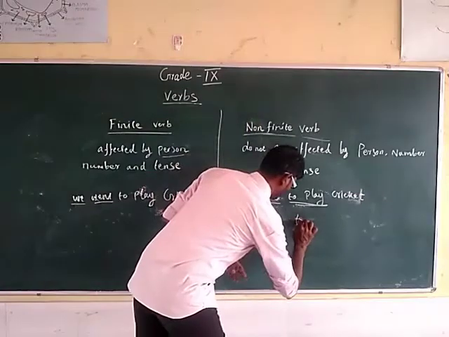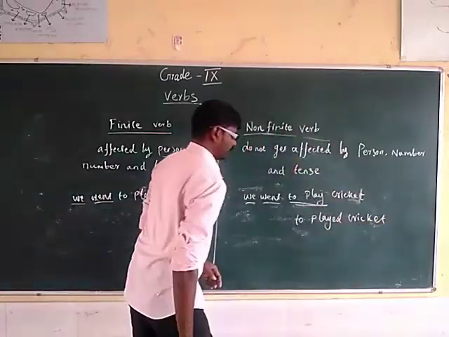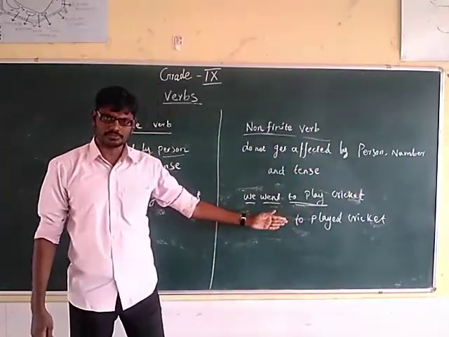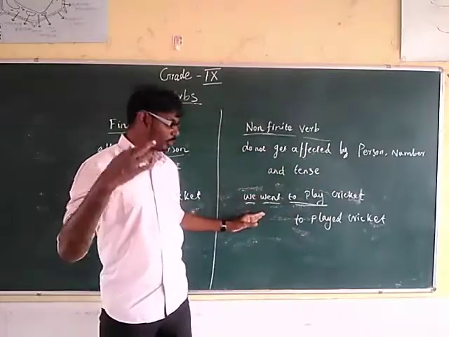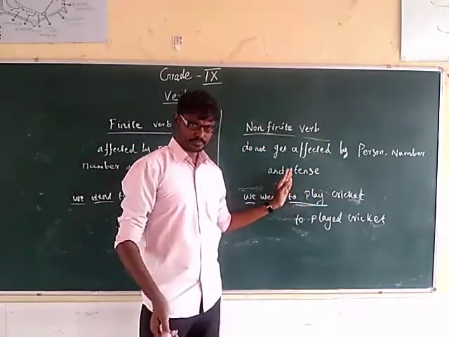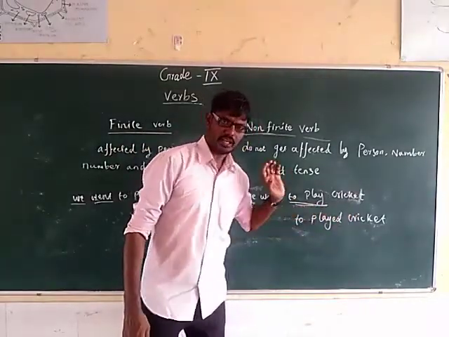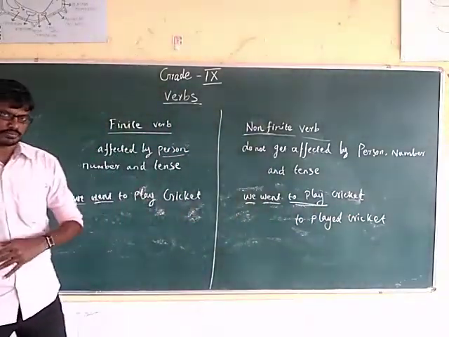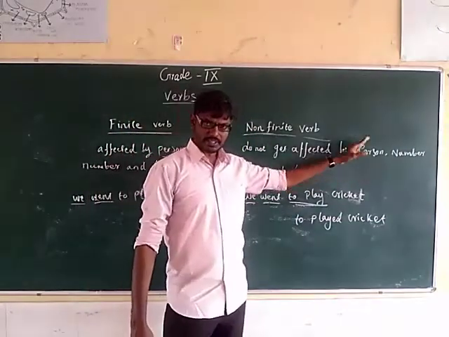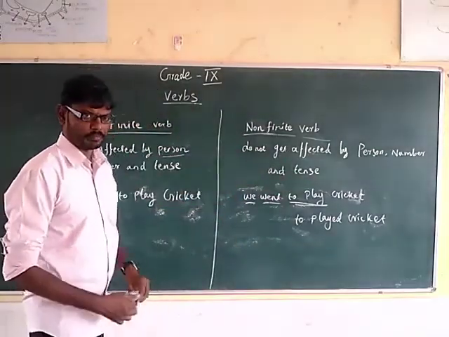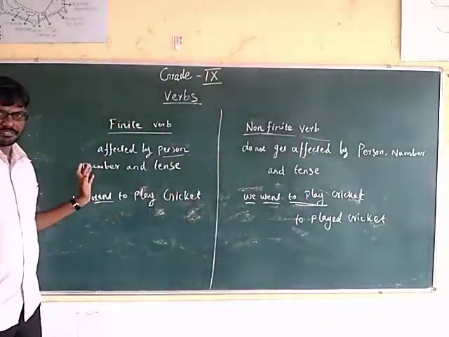We went to play cricket. Now, "We went to played cricket" is wrong. That is the meaning of non-finite verb: you cannot change the tense of the non-finite verb. "To played cricket" is wrong. "To will play cricket" is also wrong. So a non-finite verb is not affected by tense, number and person. This is the difference between a finite verb and a non-finite verb.